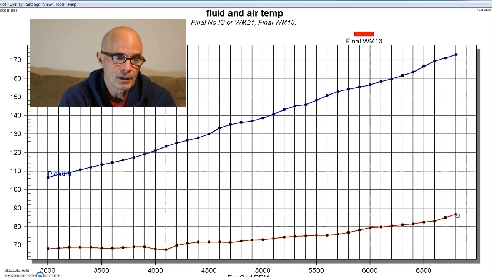Here's what happened when we installed the intercooler in terms of charge temperature.